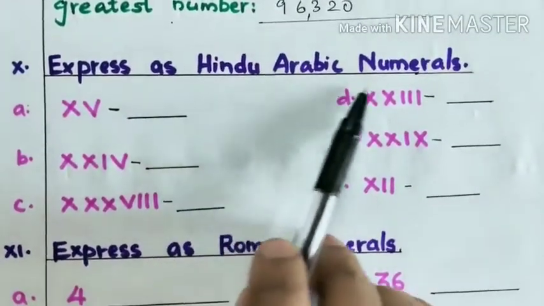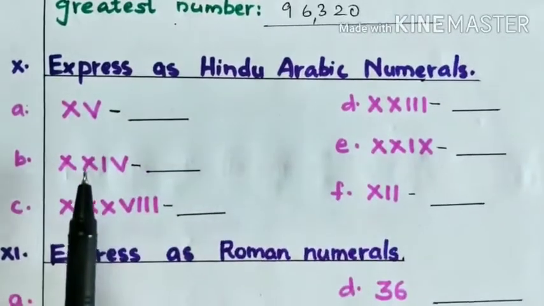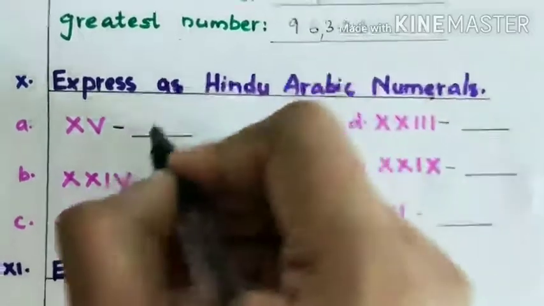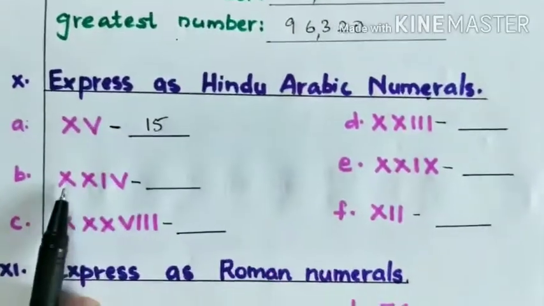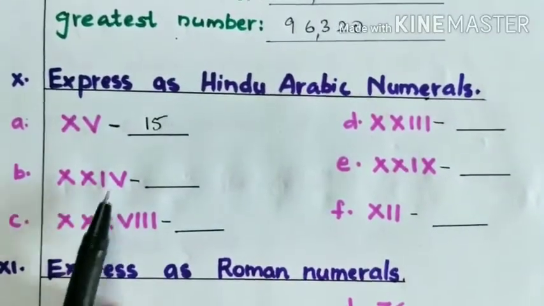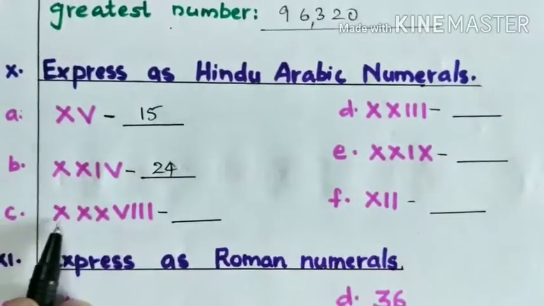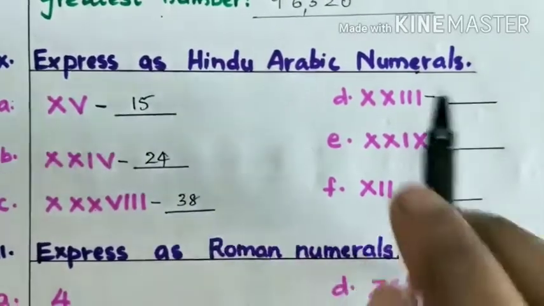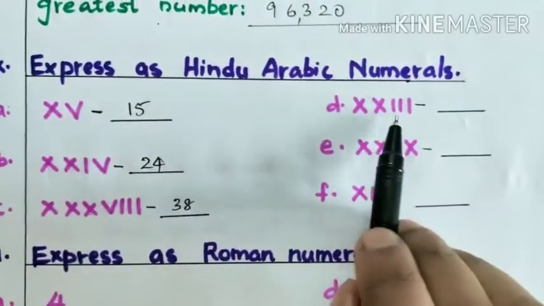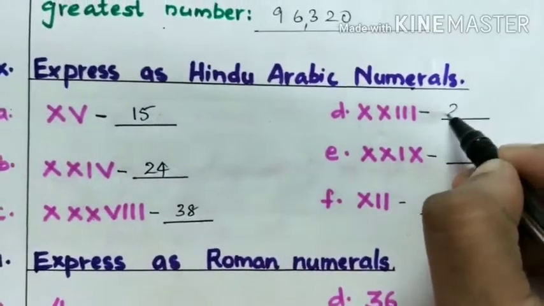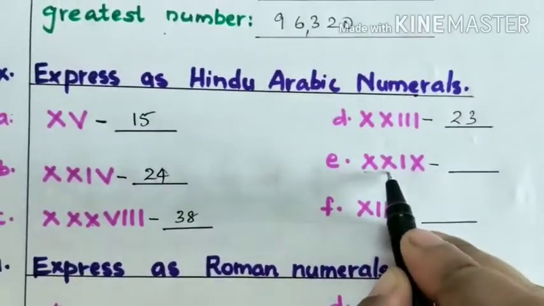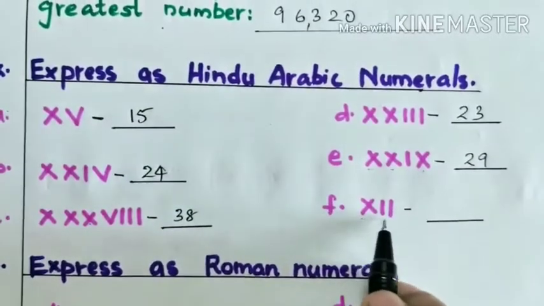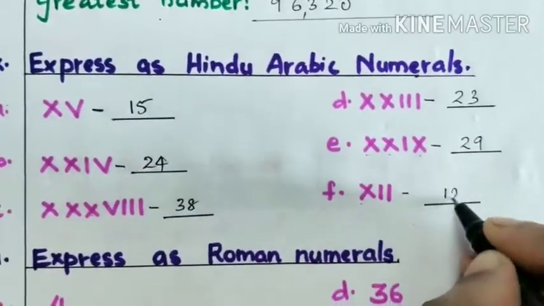Express as Hindu-Arabic numerals. Roman numerals are given. We have to write it as Hindu-Arabic numerals. 10 plus 5, 15. 10 plus 10, 20. 20 plus 4, 24. 10, 20, 30, plus 8, 38. 10, 20. 20 plus 3, 23. 20 plus 9, 29. 10 plus 2, 12.